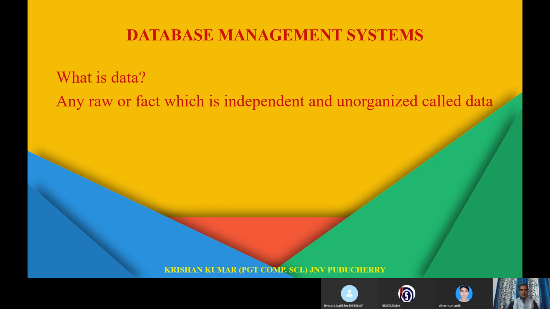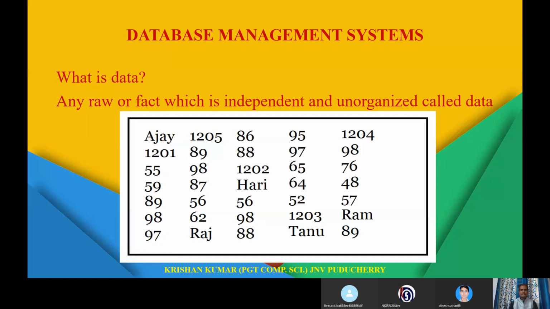Right. See, this is a very simple example where I have created a database where I have stored some of the information, and this information is not properly arranged. Even we cannot identify what kind of information this is. A name we can identify: Ajay is the name, Raj is the name, Hari is the name, and Tanu Ram is the name, but we cannot identify what the remaining things are. So this type of situation will always occur. To avoid such a situation, we need database management system.